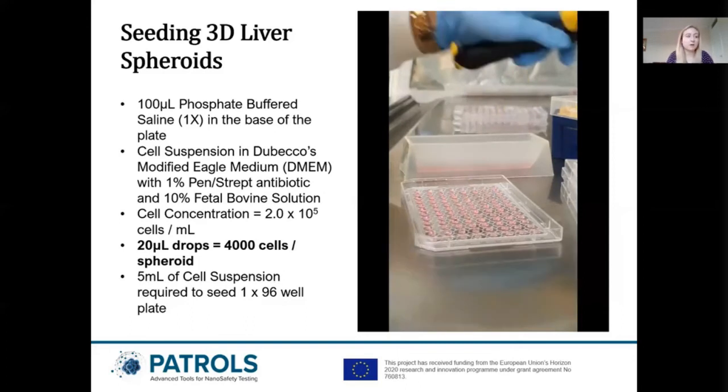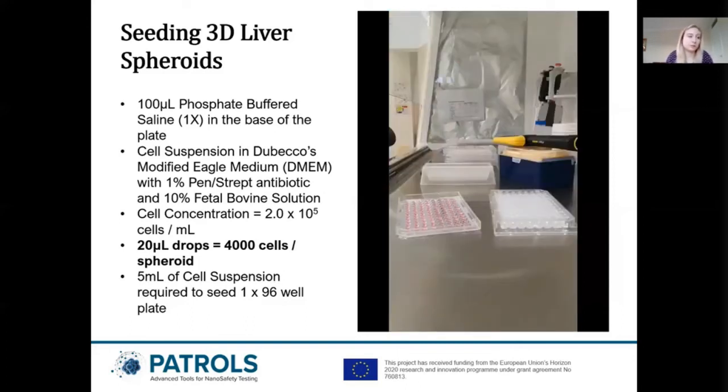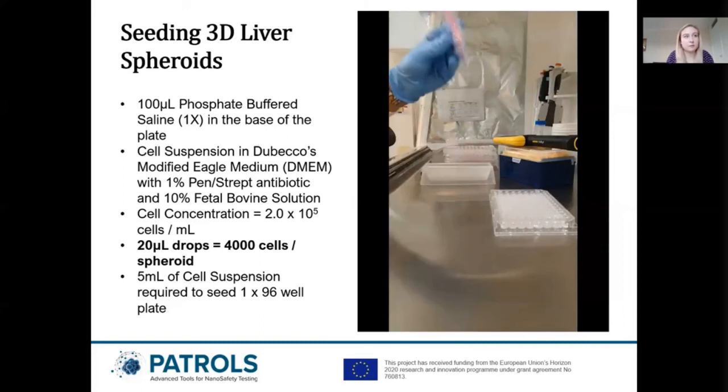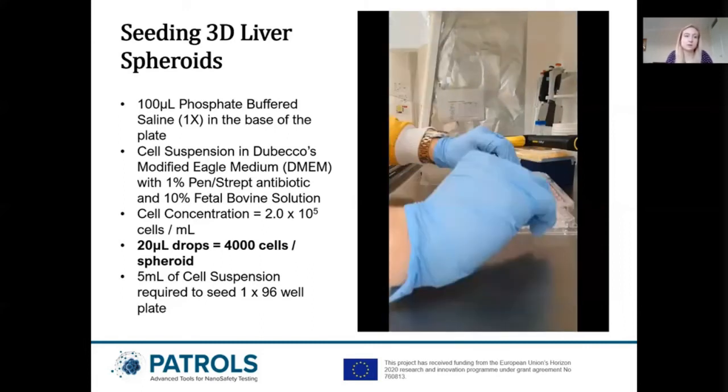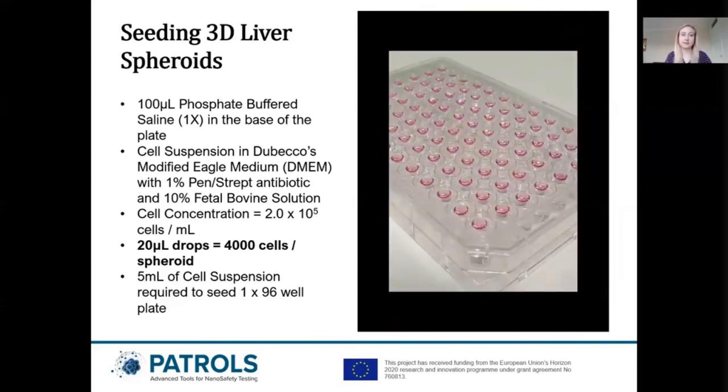For each plate, about 5 ml of cell suspension is required in order to seed the full 96 wells. Once you have seeded these, you then flip the lid and place it back onto the bottom of the 96 well plate. This can be quite tricky and does require a lot of practice, because whether you go too quickly or too slowly, it can affect how the spheroids stay on the lid of the plate.